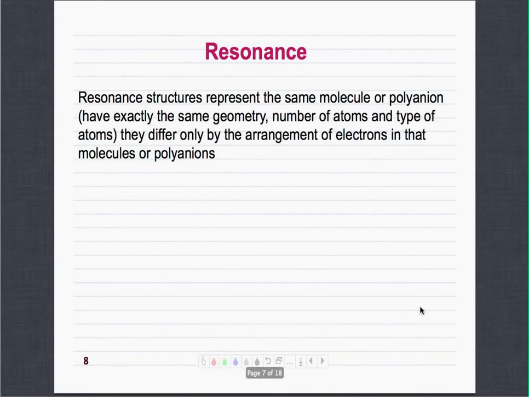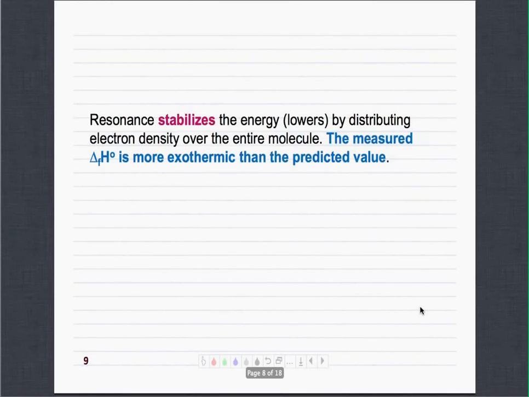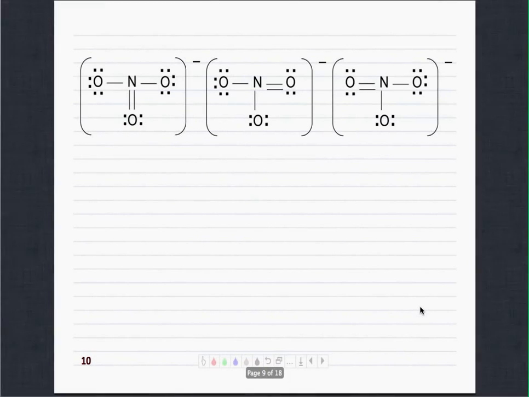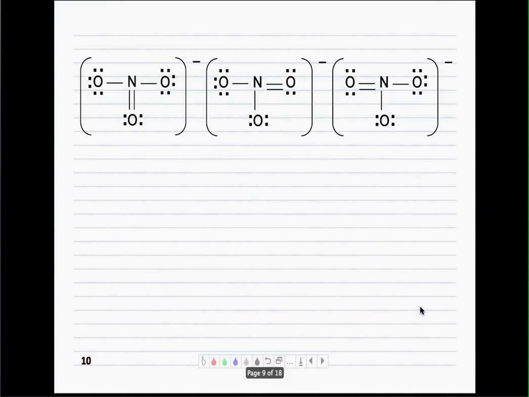They only differ by the arrangement of electrons in that molecule, as we've seen a minute ago. Another example, and definitely its resonance stabilizes the molecule and lowers its energy, so its delta HF is more exothermic. Okay? Another example of resonance is the nitrate NO3 minus, this is the Lewis structure of nitrate.